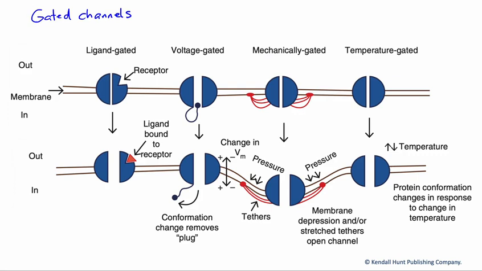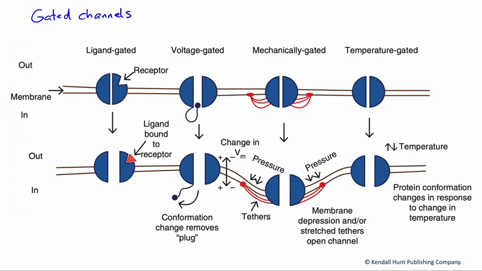We're going to look at gated channels. These are ion channels that are gated, meaning opened and closed, in response to a particular stimulus. This is in contrast to leak channels that are generally not gated. In other words, they are always open and therefore leaking ions in one direction or the other, into or out of the cell, based upon electrochemical gradients of the particular ions.